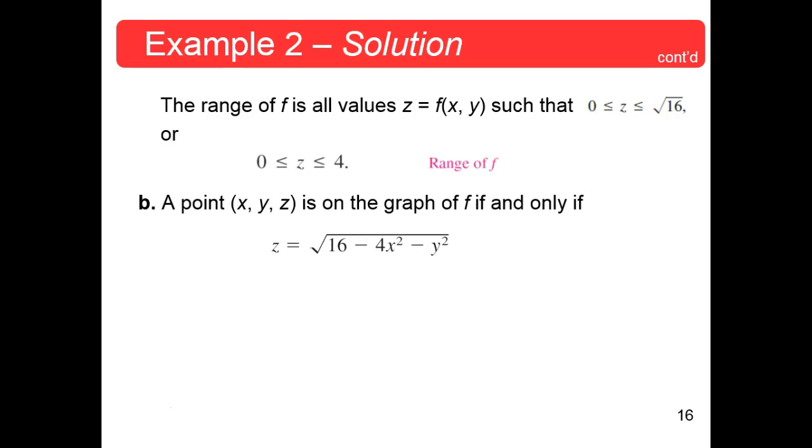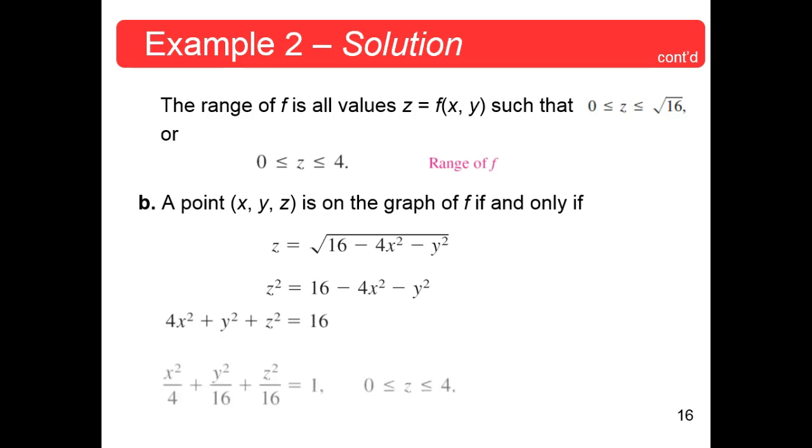A point (x, y, z) is on the graph if and only if z is equal to that, which actually, yes, is the form that we use for an ellipsoid. All pluses, all variables squared, all pluses in between, and then equal to 1 on the other side. So your coefficients here are your a squared, b squared, c squared. a is 2, b is 4, and c is 4.